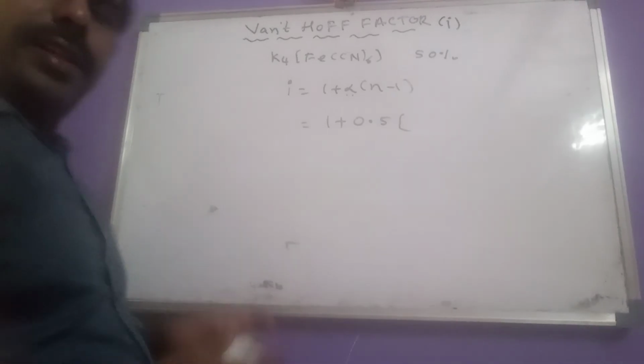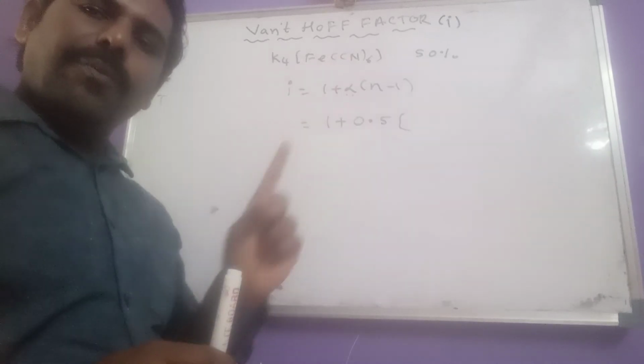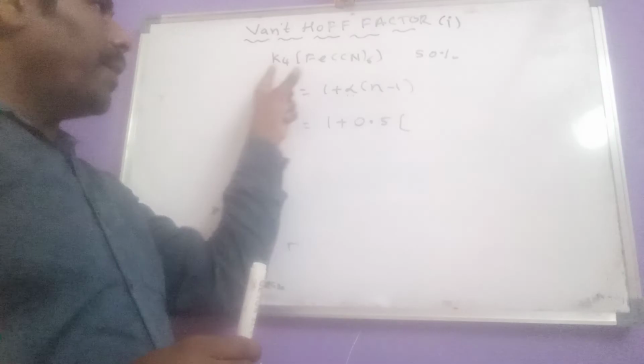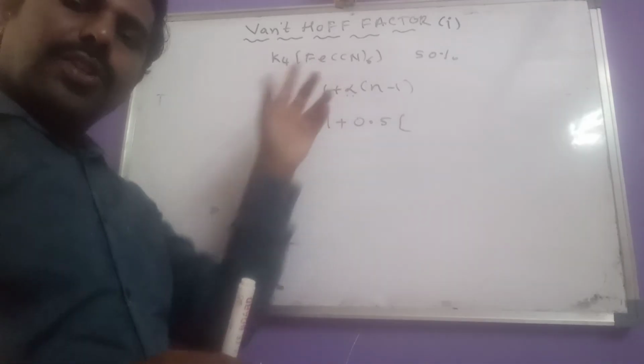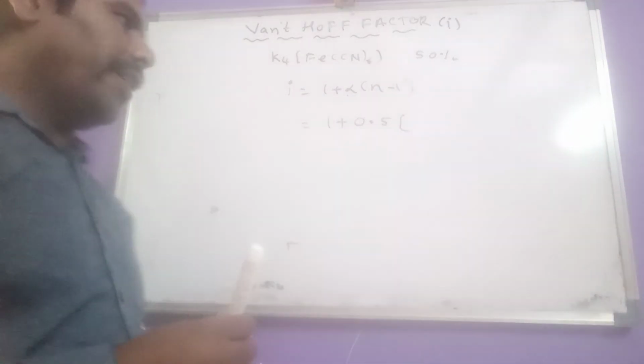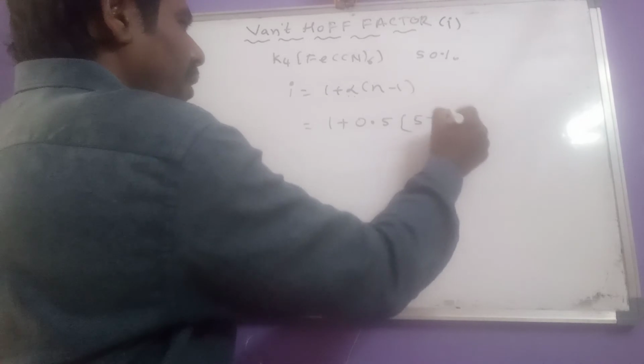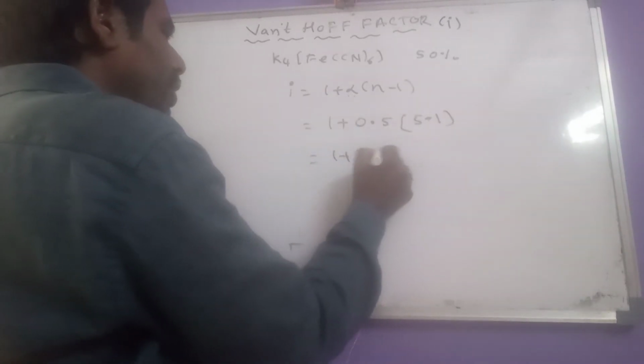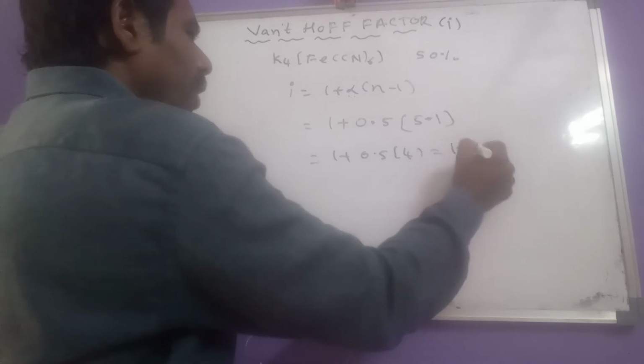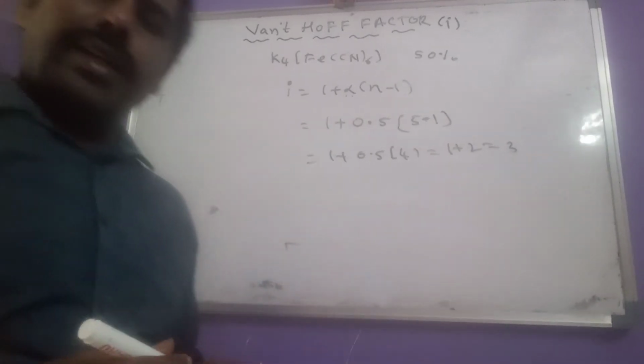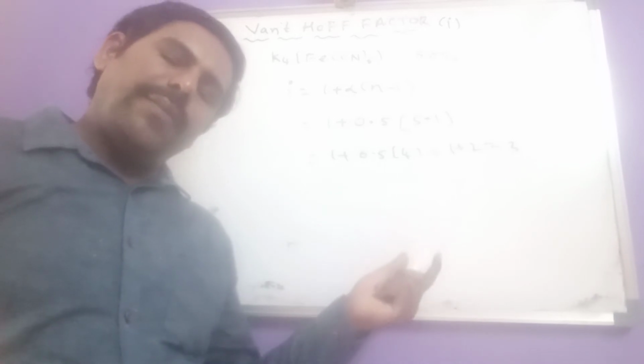If K4Fe(CN)6 is dissociated, we get 4 K plus ions, and this complex forms 1 ion. So 4 K plus and this complex 1 ion. Total how many ions do we get? 5. So 5 minus 1. Therefore 1 plus 0.5 into 4, 1 plus 2, so the I value here is 3. Like that we have to calculate the I value using the degree of dissociation or percentage of dissociation.